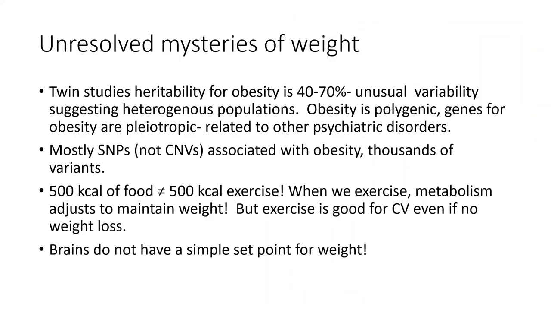All right, so there are many unresolved mysteries of weight. We could do a whole lecture on this, actually. The heritability studies from twins that we talked about in the prior lecture show only about 40 to 70%. And you say, boy, that's pretty variable, and that suggests that we're looking at populations that are too heterogeneous. Obesity is polygenic, but the genes for obesity are pleiotropic, and they can be related to other psychiatric disorders. There are thousands of SNPs associated with variants, no SNVs, interestingly.